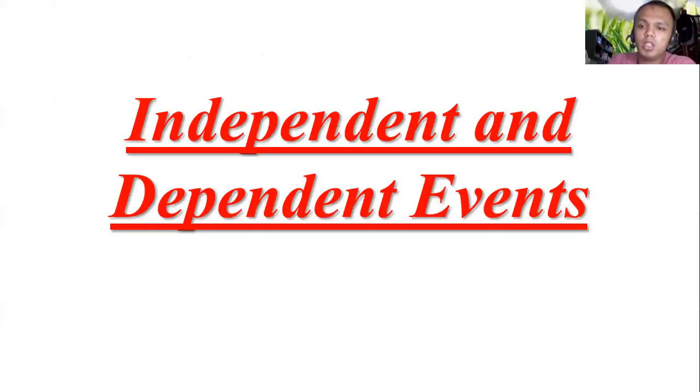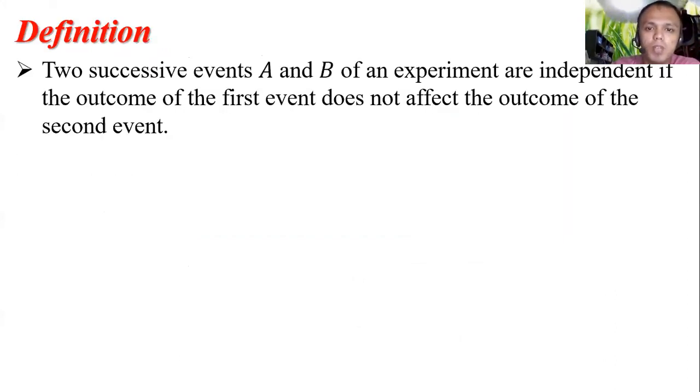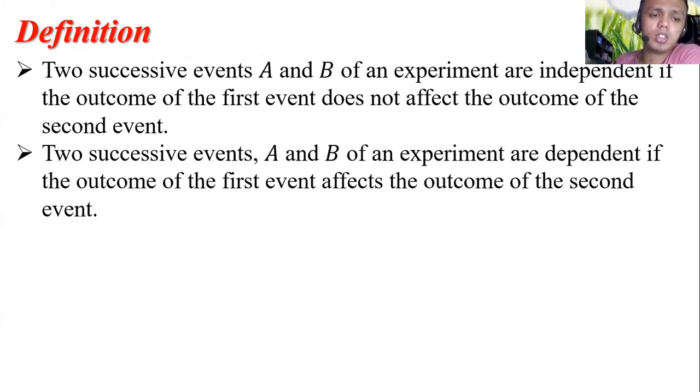So today we will discuss independent and dependent events. The definition: two successive events A and B of an experiment are independent if the outcome of the first event does not affect the outcome of the second event. Two successive events A and B of an experiment are dependent if the outcome of the first event affects the outcome of the second event.